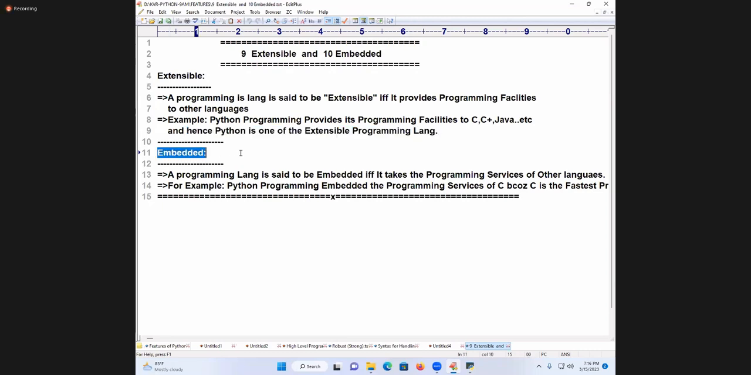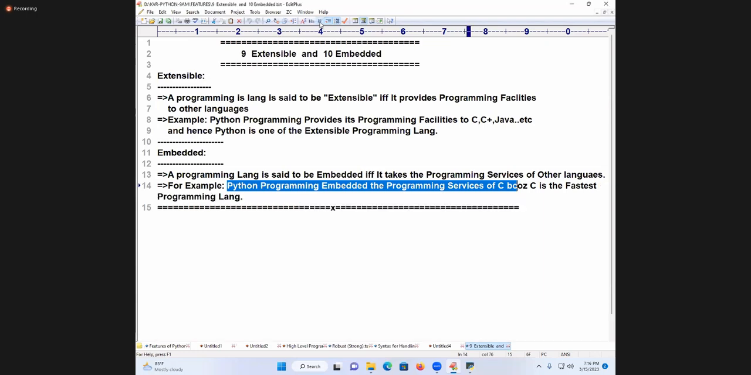Next, embedded. A programming language is said to be embedded if and only if it takes the programming services of another language. For example, Python programming embeds the programming services of what? C, C++ languages, because they are what languages? The fastest programming languages. Understanding? Right.